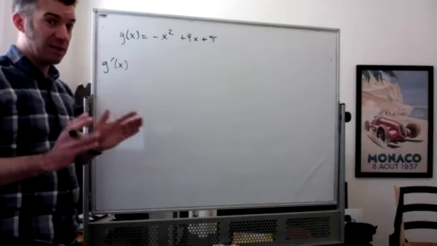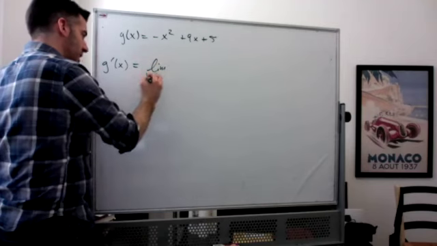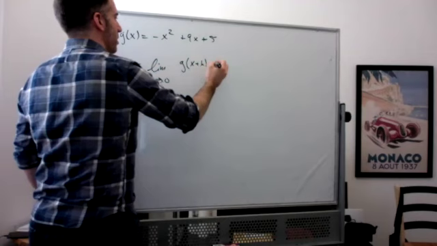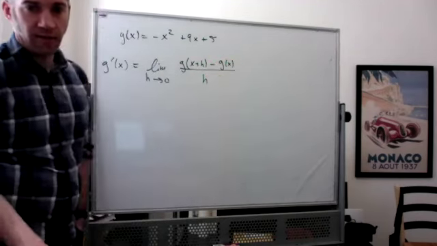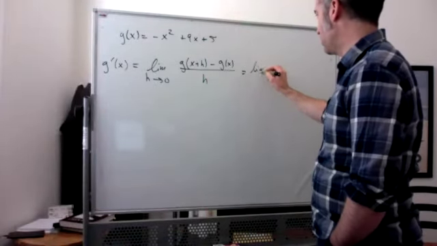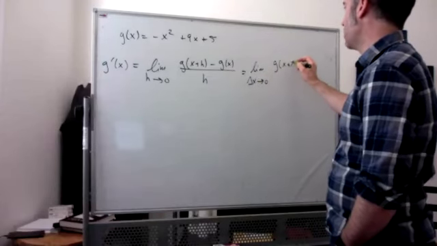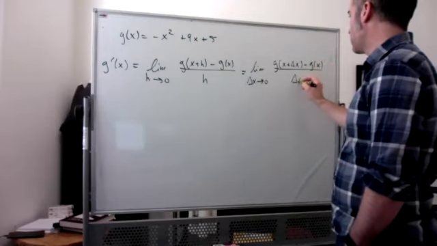If it says use the limit definition of the derivative, we have to do the limit as h goes to 0 of g of x plus h minus g of x all over h. Or if your teacher is using delta x, it's the limit as delta x goes to 0 of g of x plus delta x minus g of x all over delta x.